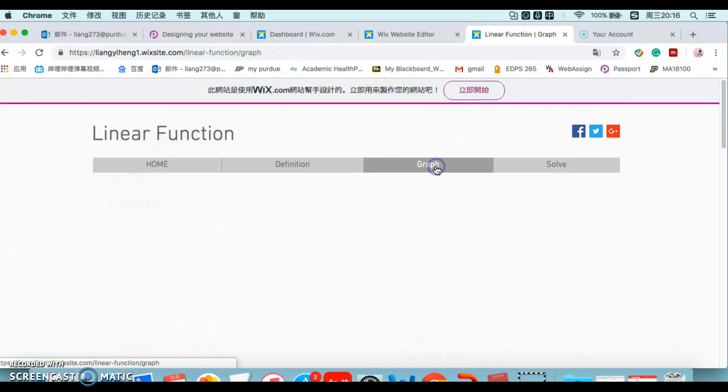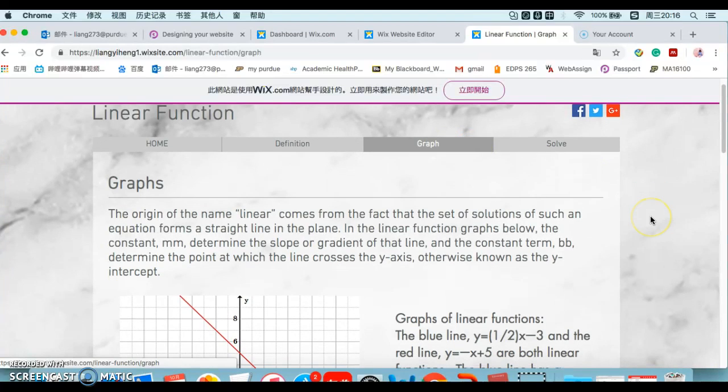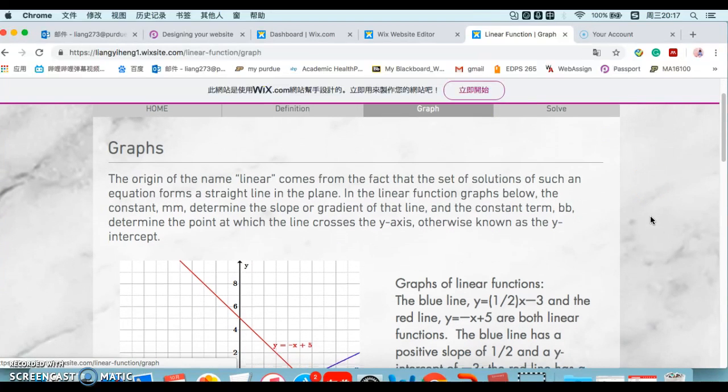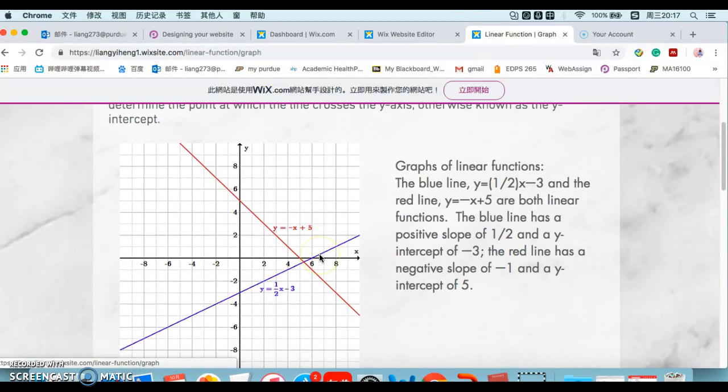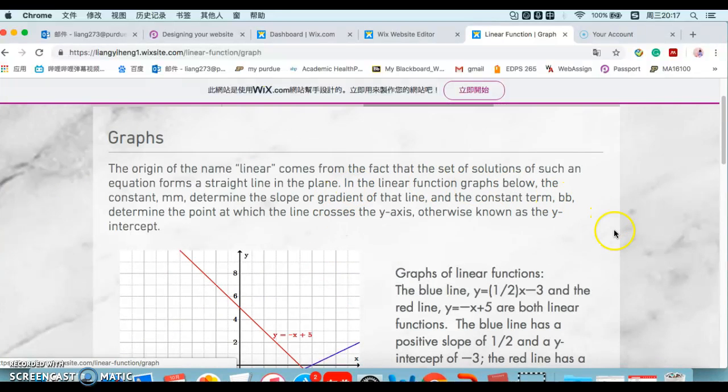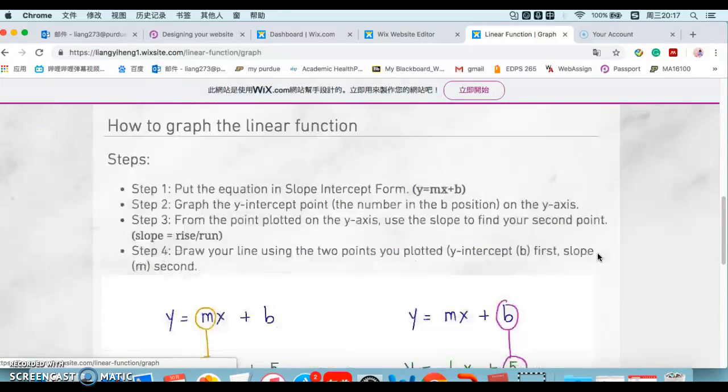And after that is graph. In this part, learners can learn how to graph a linear function and what the graph is. This is a picture about a linear function, and there is some explanation about this graph. And after that, they will learn how to graph the linear function by themselves.